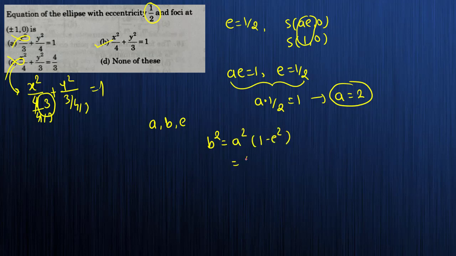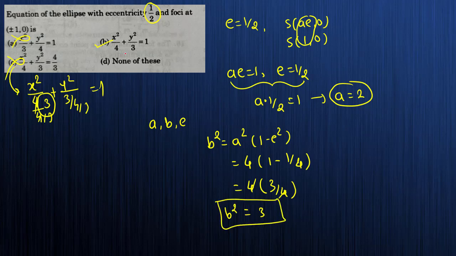So A square कितना गया? 4. 1 minus what is E square is? It is 1 by 4, which is equals to 4 into 4 minus 1 is 3 by 4. So 4 cancel. So B square कितना गया सर? B square आ गया 3.